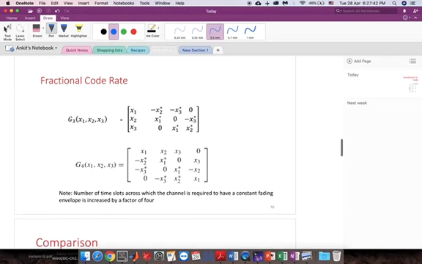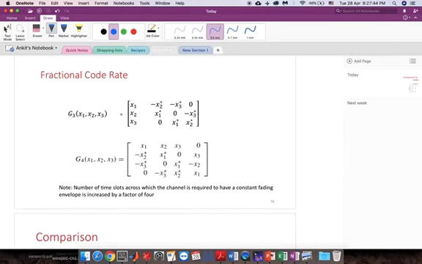Another higher fractional order orthogonal STBC is given as this, where G3. Why are we using G here instead of X? Because we are heading towards the generalized OSTBC. So what can you say about the rate of this particular code matrix? How many symbols are there? Three symbols. Ns is 3.